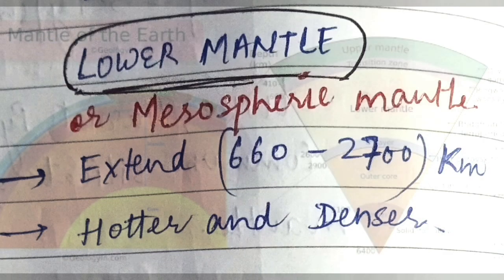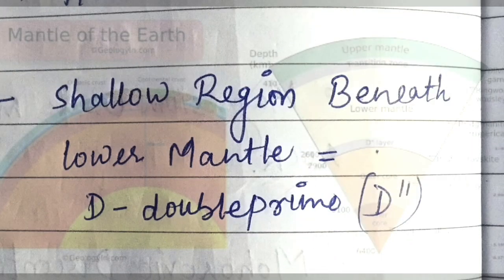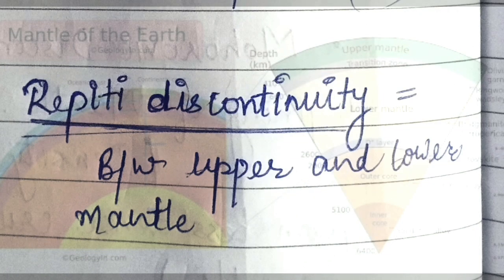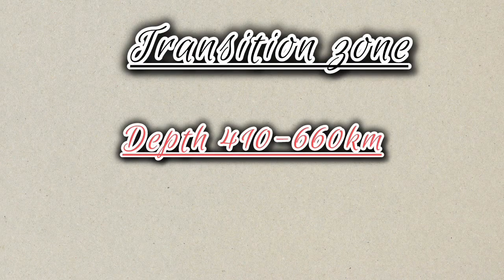Then the lower mantle, also known as the mesosphere, extends from 660 to 2700 kilometers. It is very hot and dense. The shallow region beneath the lower mantle is known as the D double prime. Now the third layer is the transition zone, which is present at a depth of 410 to 660 kilometers. It prevents the material exchange between the upper mantle and lower mantle.